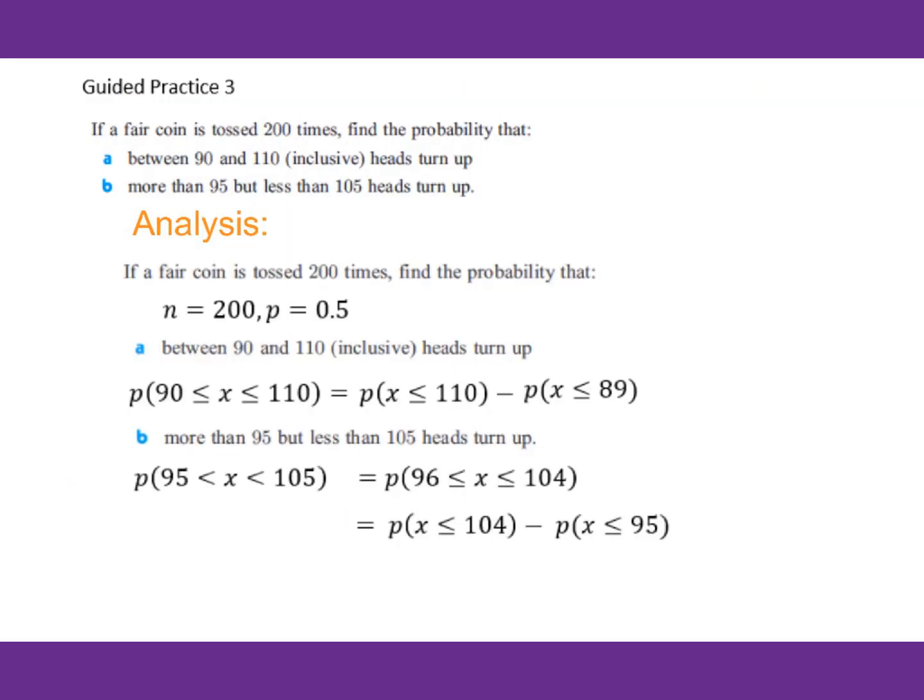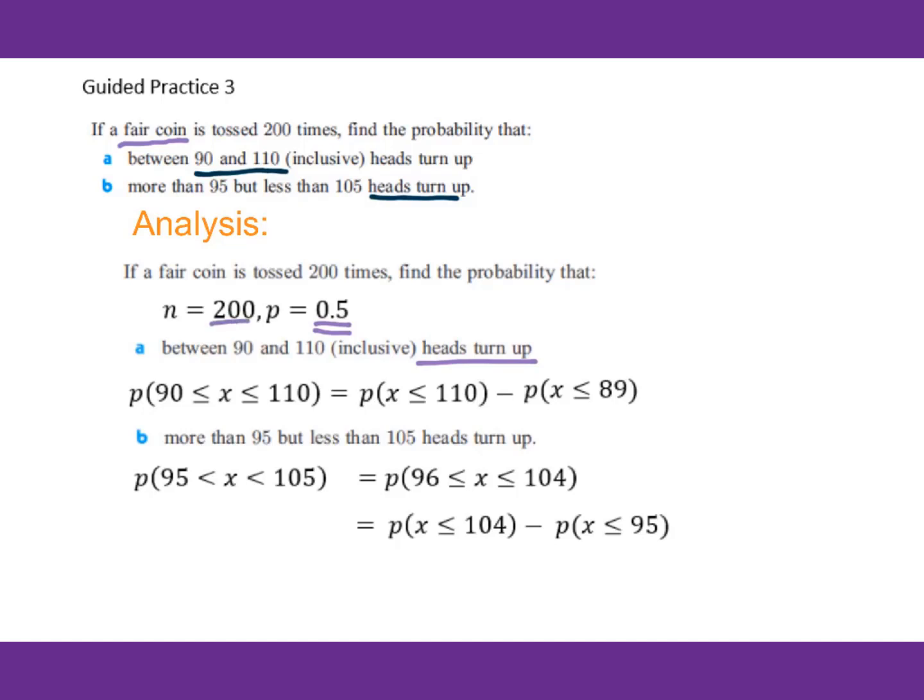If a fair coin is tossed 200 times, find the probability that A, between 90 and 110 inclusive, heads turned up. B, more than 95 but less than 105 heads turned up. We need to analyze this probability problem. We know this is a binomial distribution. Then for the fair coin, the probability of heads turning up will be 0.5. We know n equals 200.